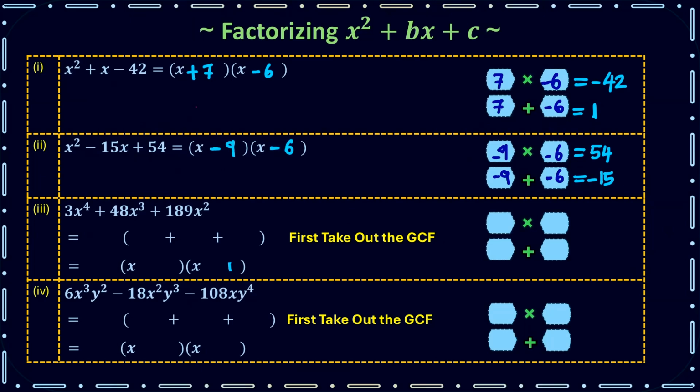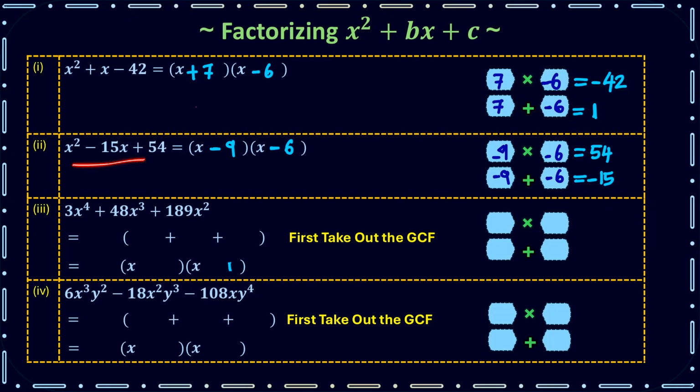You can check this by foiling out your factorization. And if you get the original quadratic expression, then your calculation was correct. The third example is not exactly a quadratic because the leading exponent is 4. But remember, before applying any factorization method, you're going to look for the GCF of your expression. Your expression could be a polynomial or a non-polynomial, but look for the GCF.